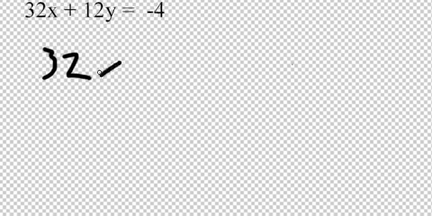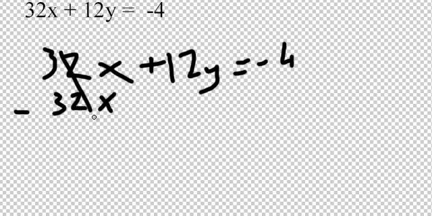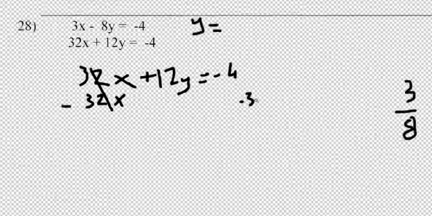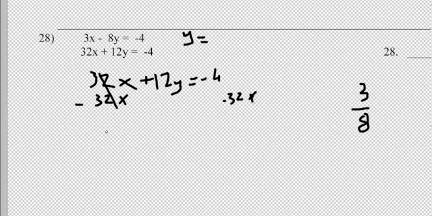32x, sorry, plus 12y equals negative 4. We take away 32x from both sides. Remember we want to leave the y by itself. Take away 32x. So I am left with a positive 12y on the left, and that equals negative 4 with a negative 32x. Still remember, you can't combine them, one's a number, one's a letter.